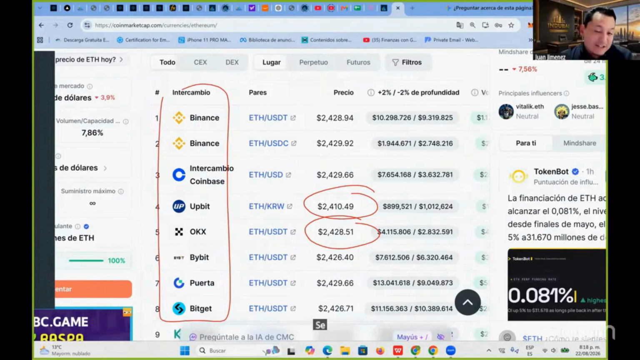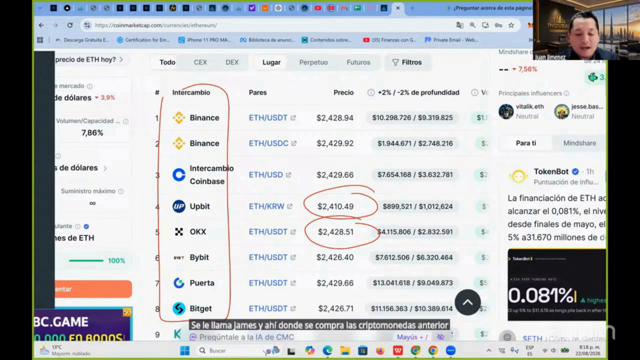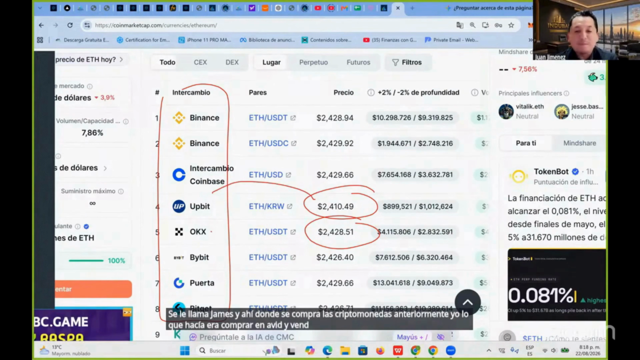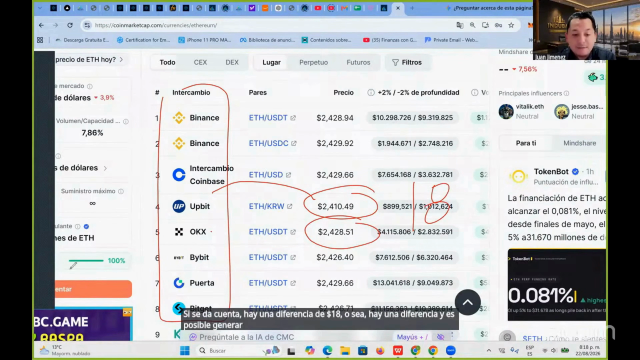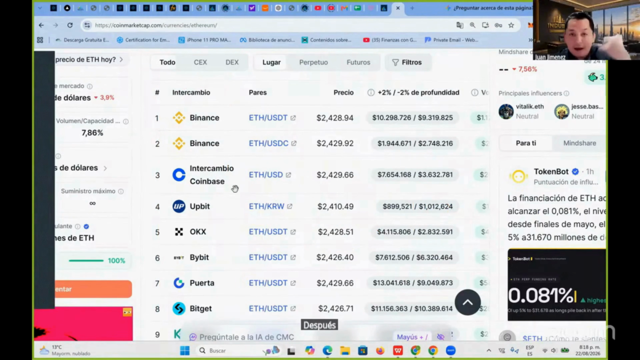They are called exchanges, and that is where you buy cryptocurrencies. Previously, what I used to do was buy on Upbit and sell on OKX, but I did it manually. If you notice, there is a difference of $18. In other words, there is a difference and it is possible to generate that profit. And I did that several times.